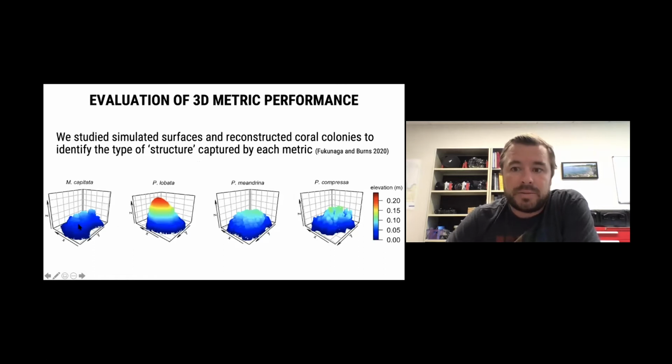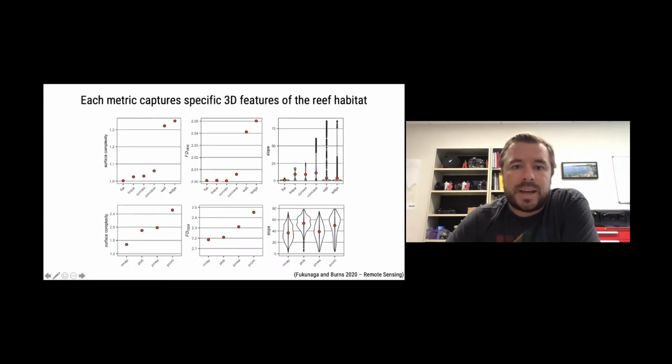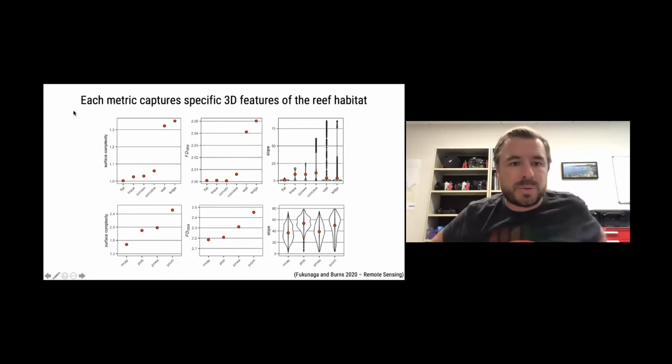So we have common, very important Hawaiian corals: Montipora capitata, a rice coral; Porites lobata, a mounding coral; and then two branching corals, the cauliflower coral and finger coral. And so we took these specific isolated models, and then we quantified metrics to look for patterns in how they perform and respond. And so some of it makes sense, but some of it was quite interesting.